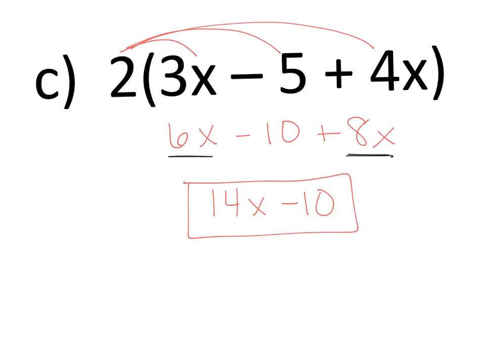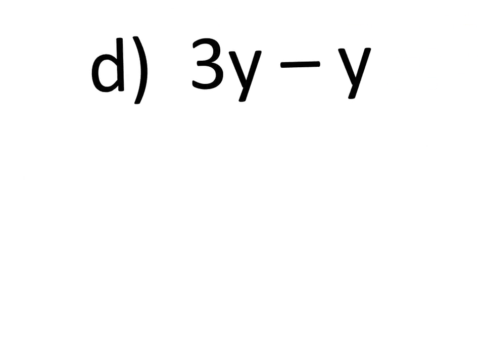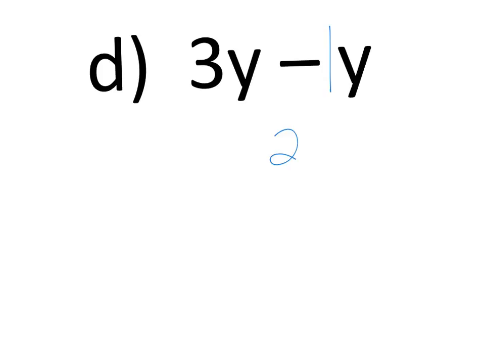Okay. All right, let's go down to D here. Okay, so D, obviously these are the combined like terms. These are like terms. They both have a y. But keep in mind that there is a 1 here in front. So this is actually saying 3 minus 1, which is 2y.